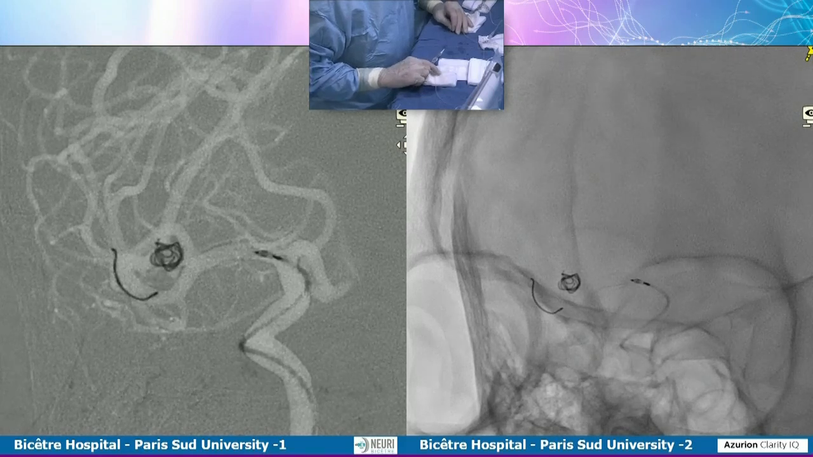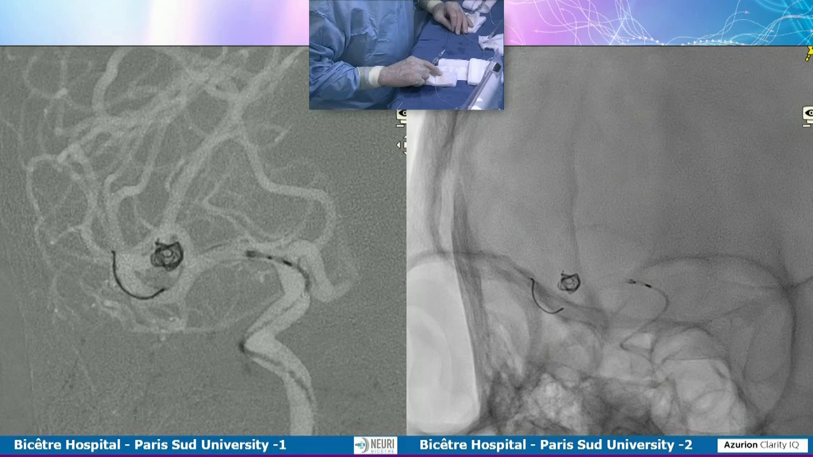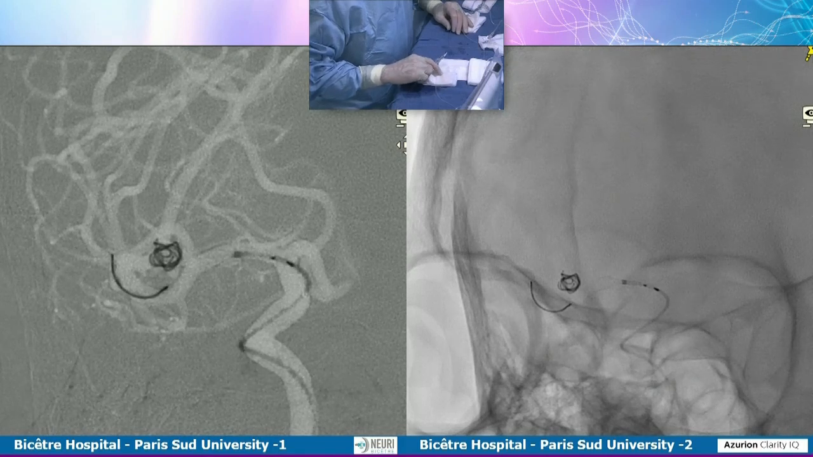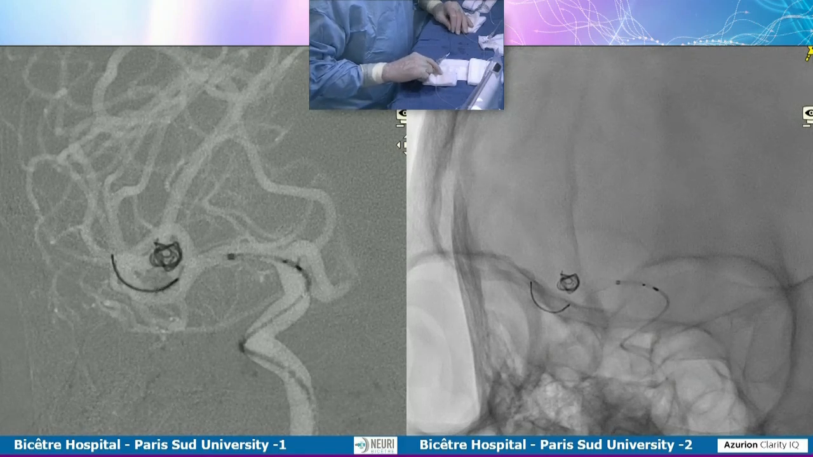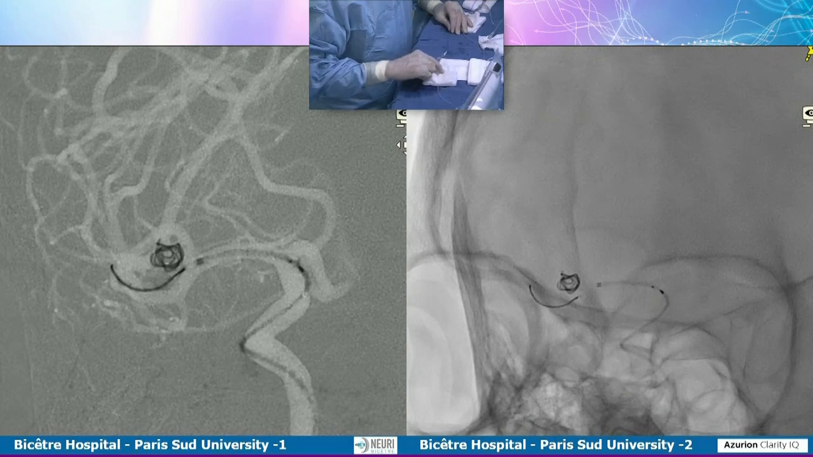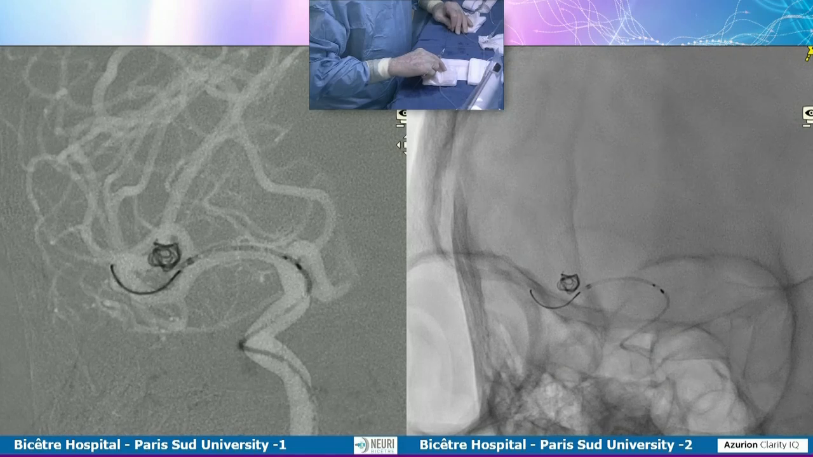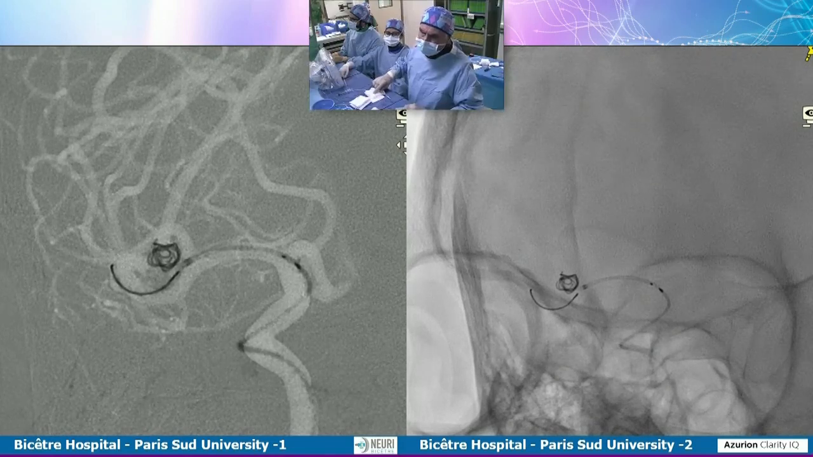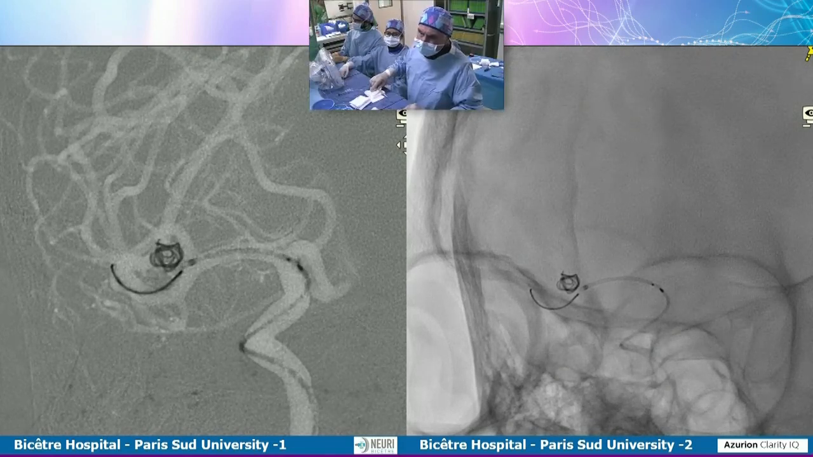Okay, it is detached, probably. He's recapturing it. Okay, recapture. I think it actually moved. Yeah, it moved slightly back. Yeah, it has moved. Stress testing the bleb.